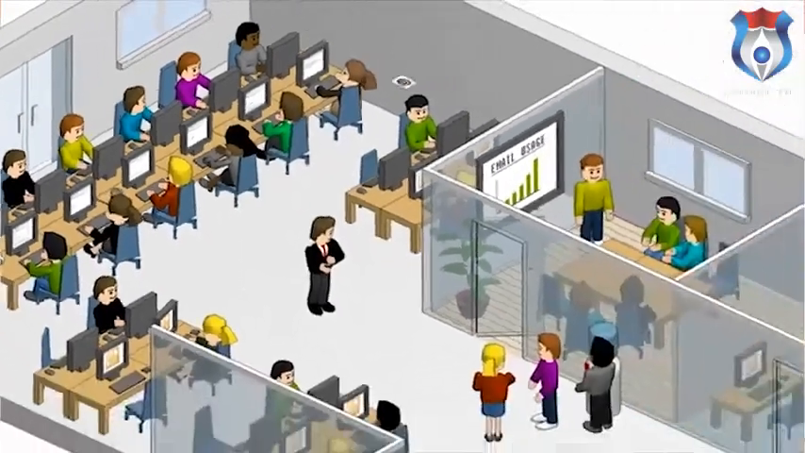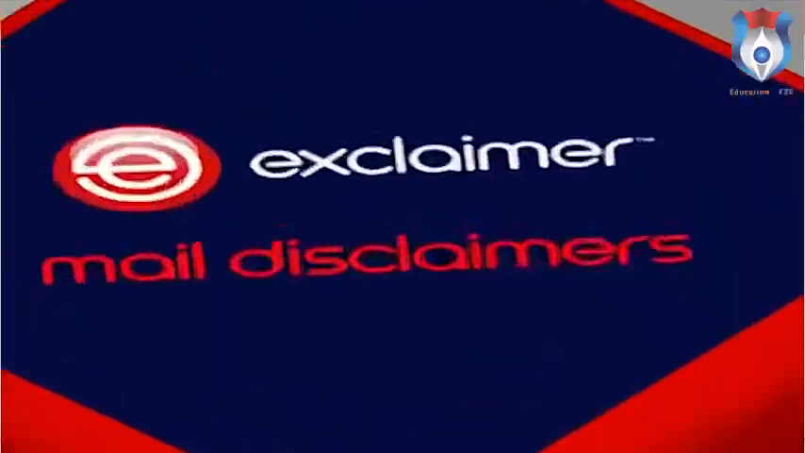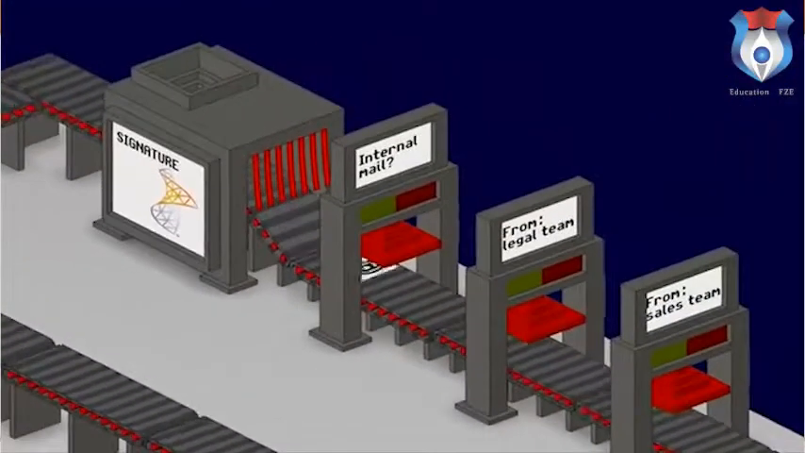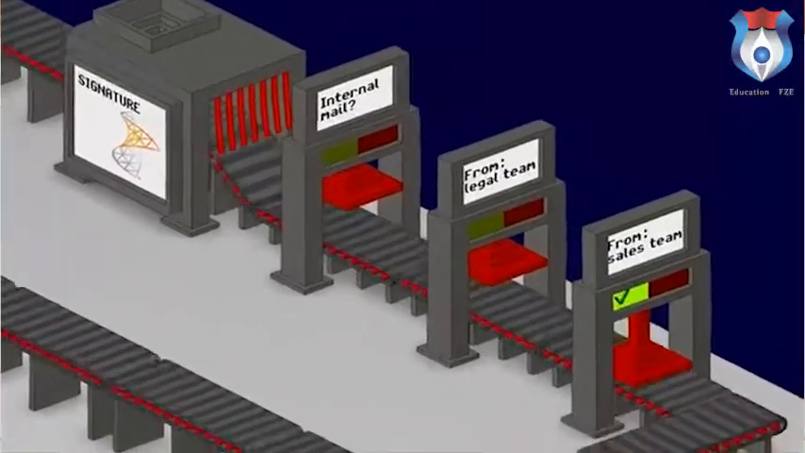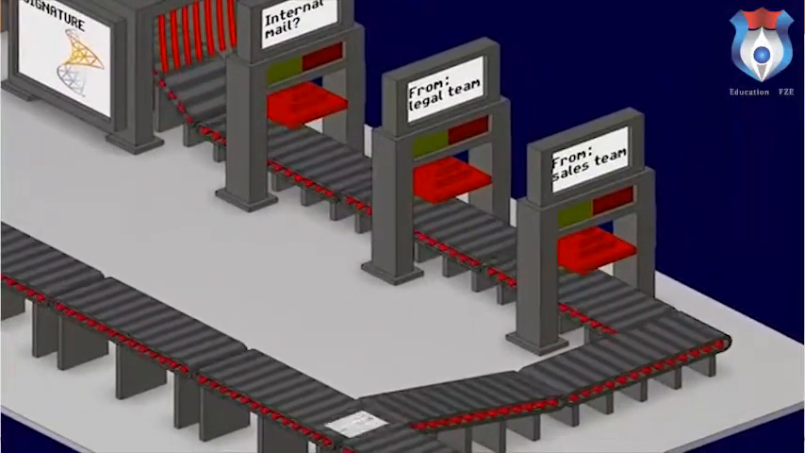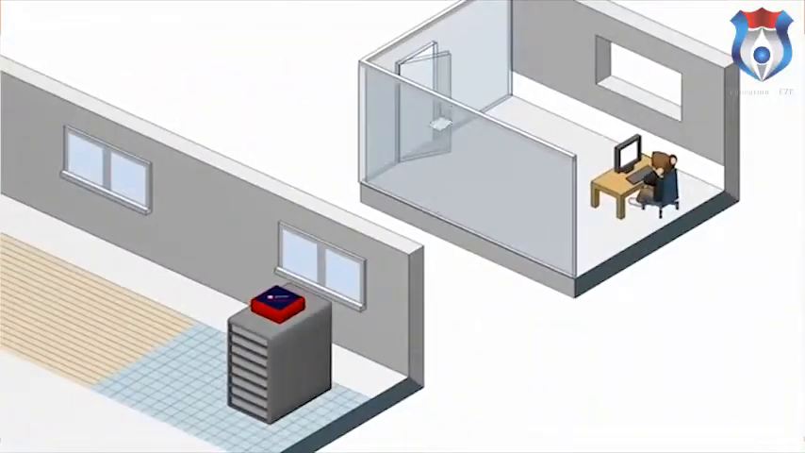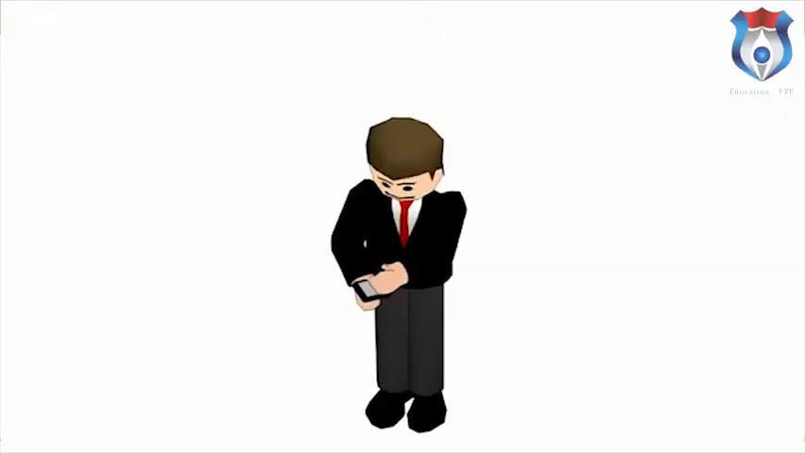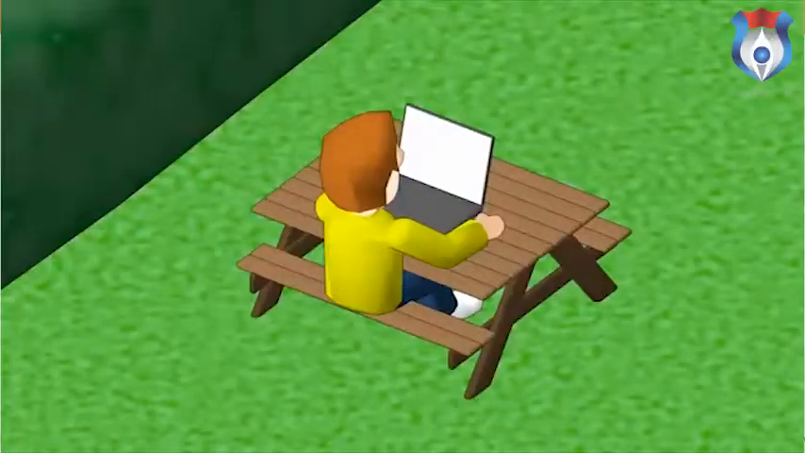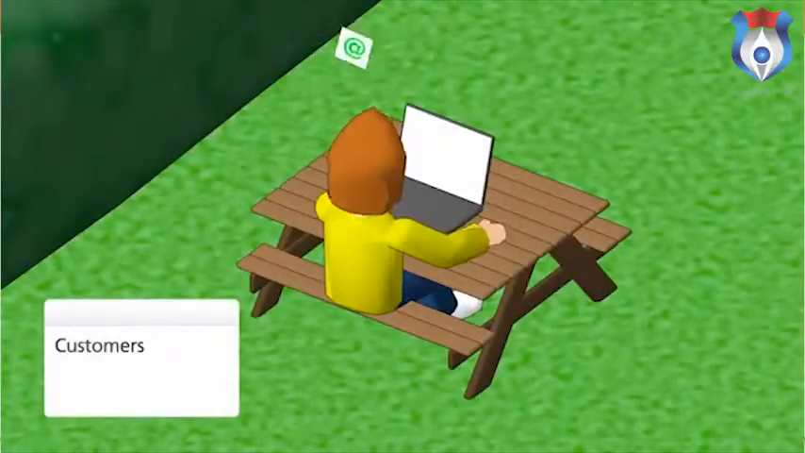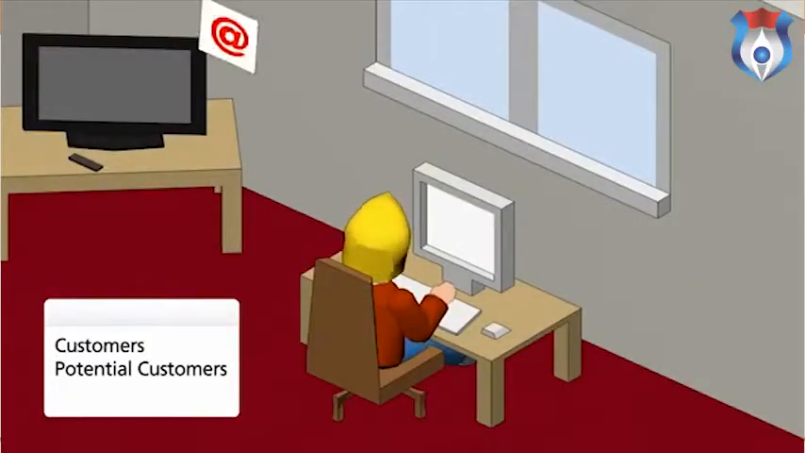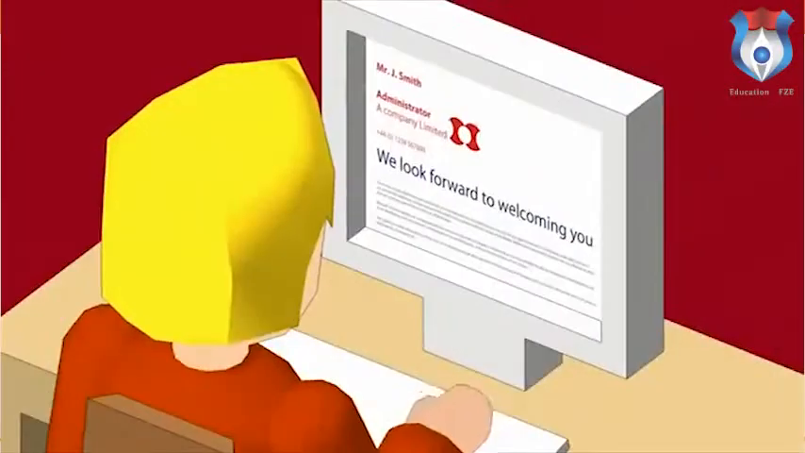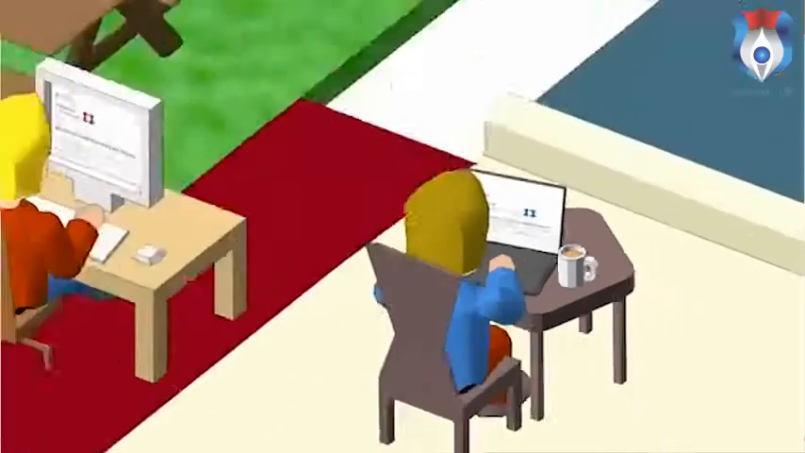When you send a message, Mail Disclaimers adds your signature based on rules. It can even add a specific signature according to the sender, giving everyone vibrant, powerful branding that's tailored to suit them, no matter where or how you send your emails. Signatures can also appear differently for your customers, potential customers, and overseas contacts. You are in total control of every signature sent.